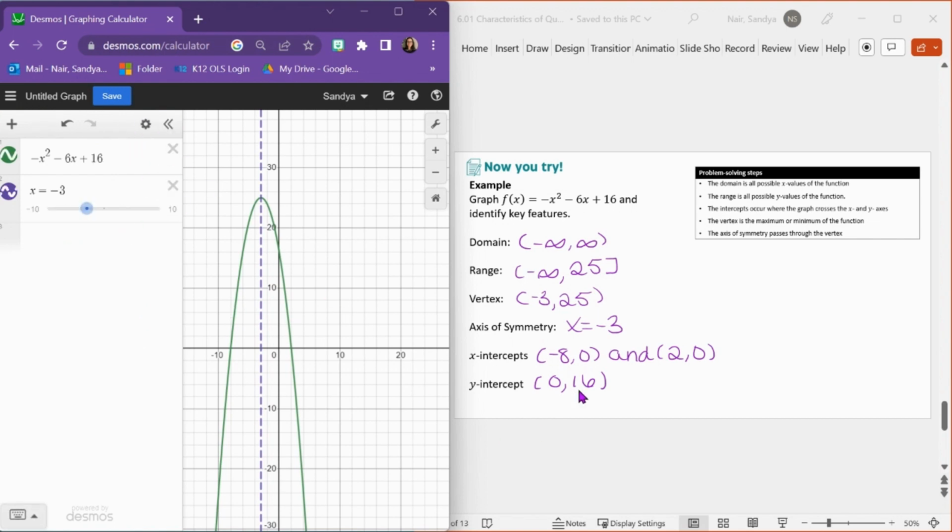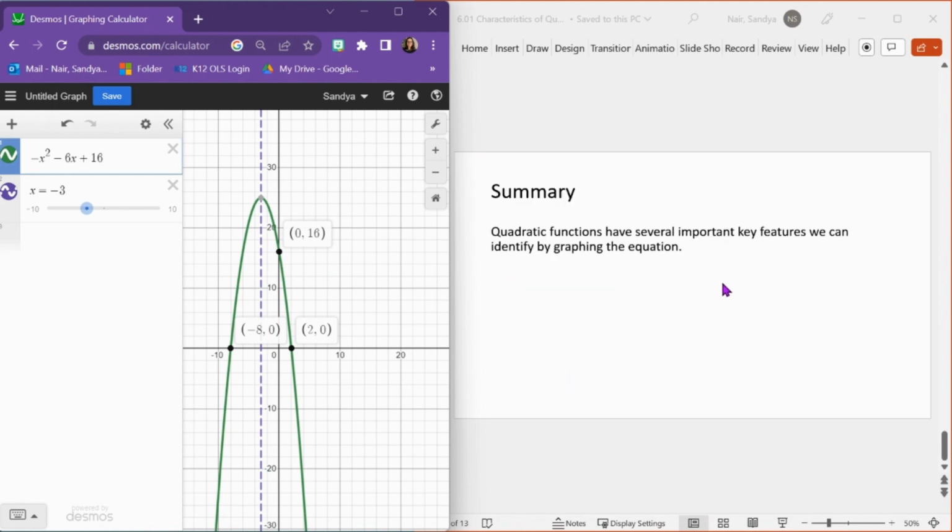So then let's look at the other features. We have the x-intercepts. If we click on them on the x-axis, those will be at (-8, 0) and (2, 0). The y-intercept, if we click on that point where it intersects the y-axis, we have (0, 16). So quadratic functions have several important key features that we can identify by graphing the equation.